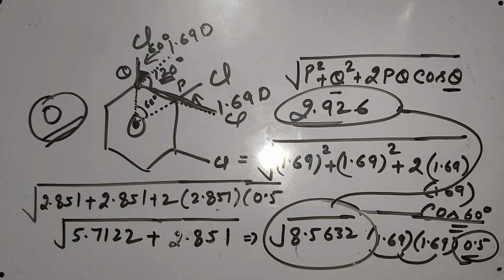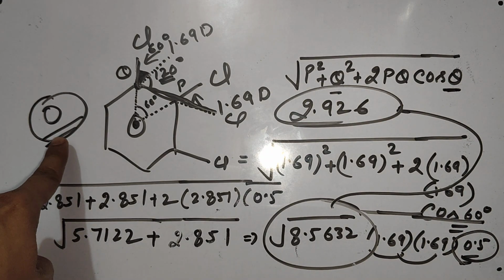That's it. This is the end of the video. In this fashion we will calculate the dipole moment of ortho, para and meta dichlorobenzenes, in which para will get 0 value.